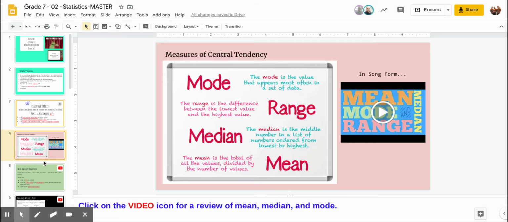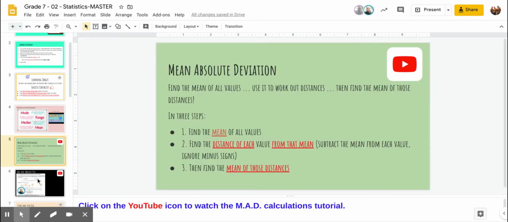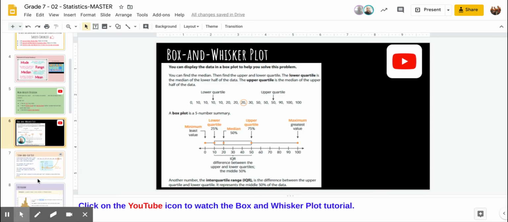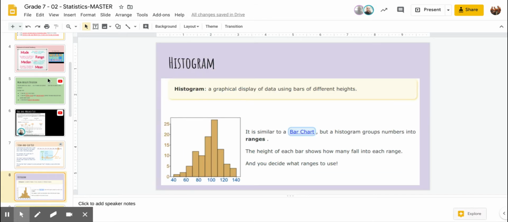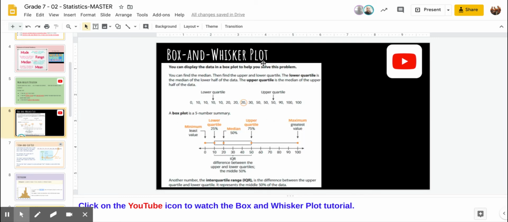Okay. The first set of pages are all informational, so looking at measures of central tendency, mean absolute deviation, box and whisker plots, stem and leaf plots, and histograms. These are all the informational pages which you will need in order to complete the rest of this assignment. Okay. The video links are up in the upper right hand corner for those of you that need the YouTube videos as well. I strongly suggest you use them in addition to the Word version that are on each page.